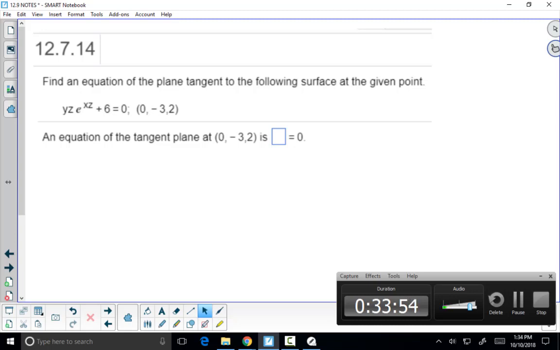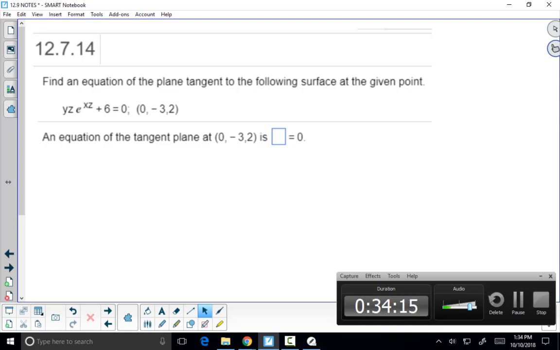It's not a function. Okay, so we know that we have a point that's on the surface. Double check: that point should satisfy this equation. If we plug in x equals 0, e to the 0 is 1. And then y times z is -6 plus 6 is 0. So that's satisfied. So it's definitely on the surface.